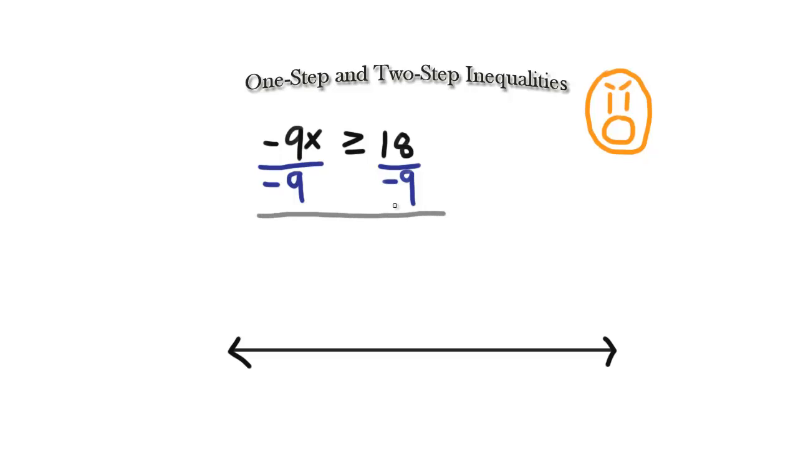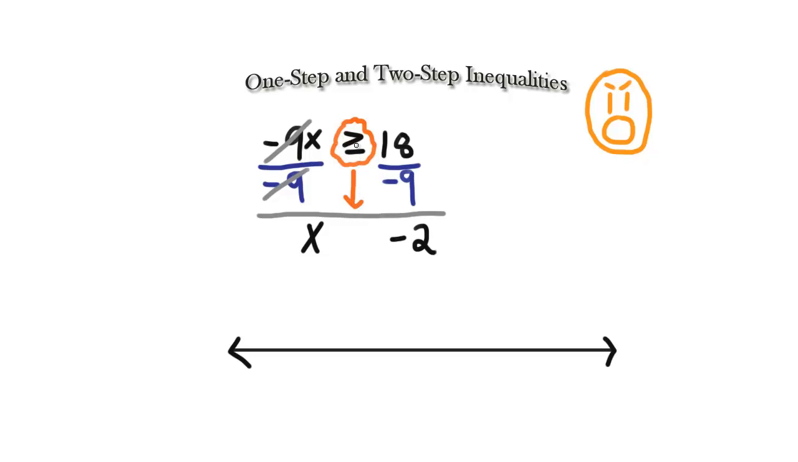Okay, so here we go. Let's see what we have here. This negative 9 and negative 9 goes to just 1, so we're left with the x, and 18 divided by negative 9 gives us a negative 2. This is where the caution comes in. The guy's telling you to watch out. Whenever you divide or multiply by a negative, in this case it's division, you have to switch the inequality.